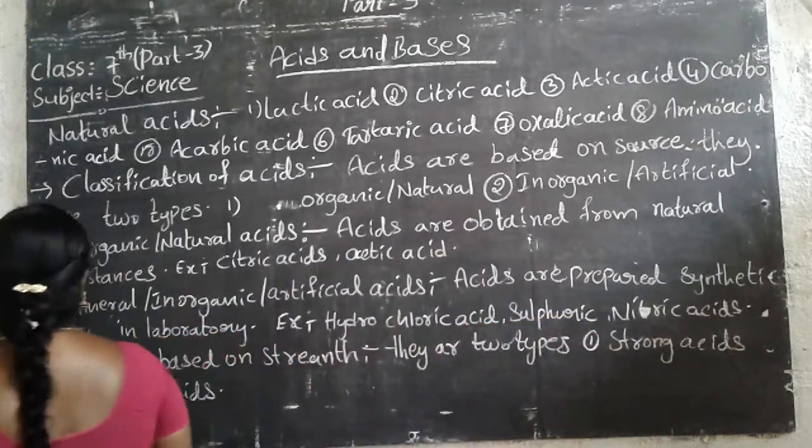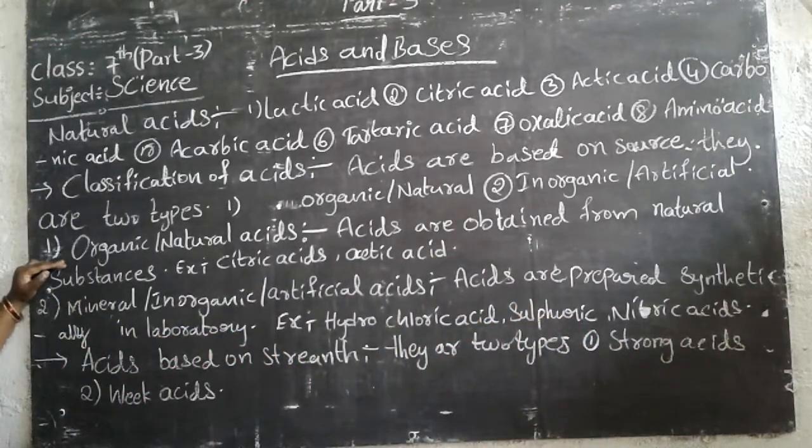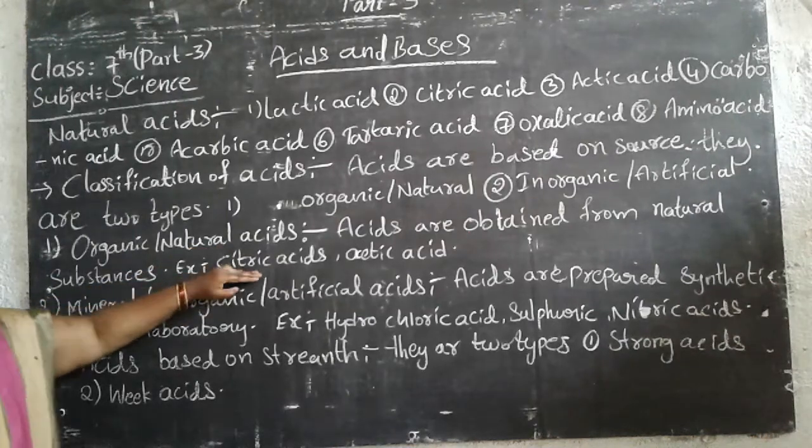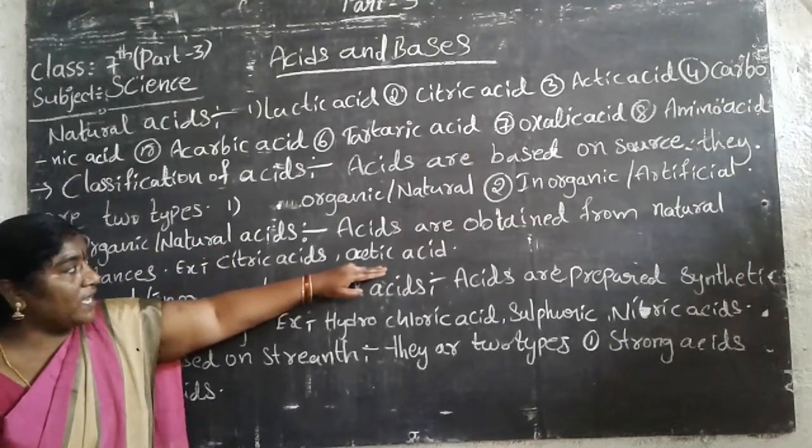Now we are going to learn about the first one. What is that first one? Organic or natural acids. Acids obtained from natural substances are called organic acids or natural acids. Examples: citric acid and acetic acid.